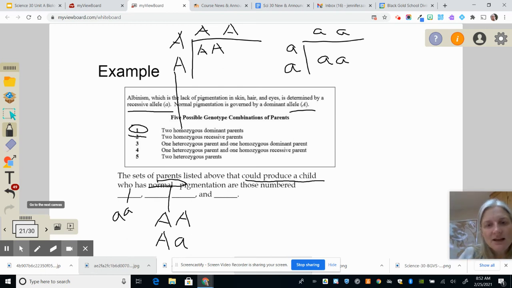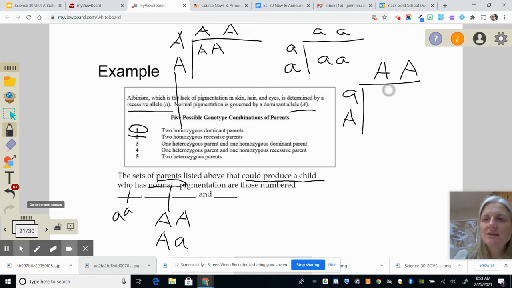One heterozygous parent is the next question. One heterozygous parent and one homozygous dominant. Homozygous dominant. All right, yes. So every child that these parents have are going to have a dominant allele. So they'll all be normal pigmentation. So 3 works, 1 works.